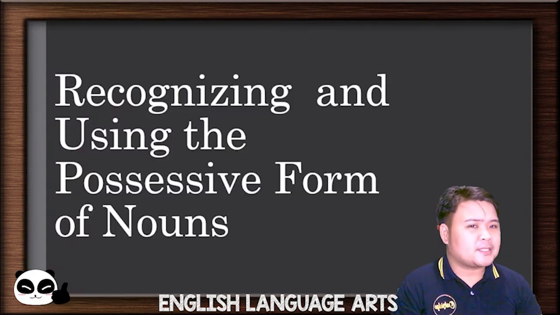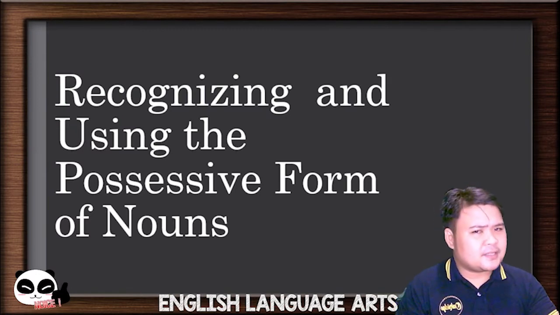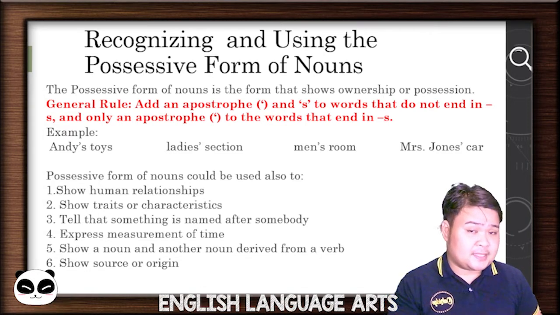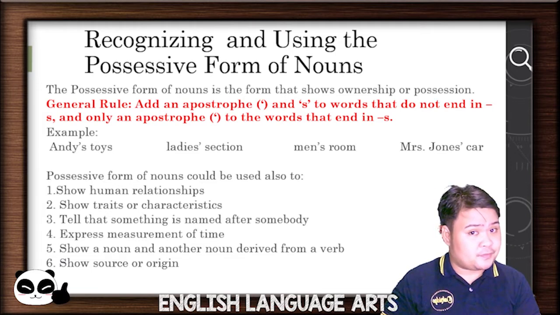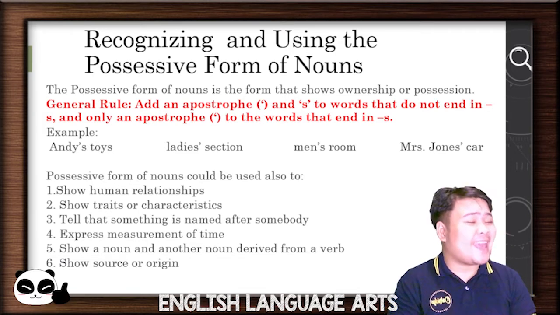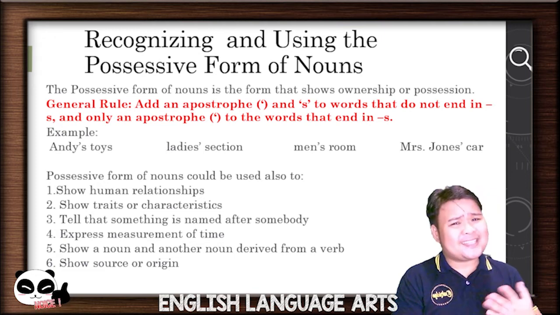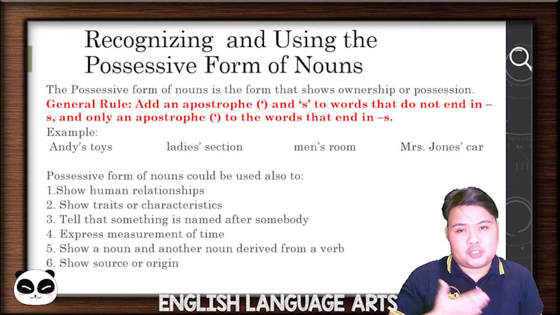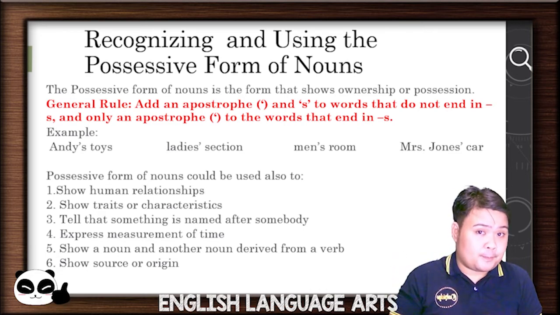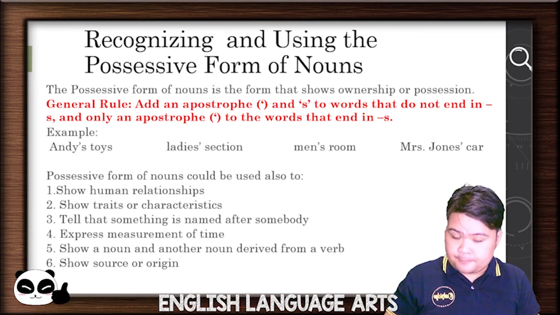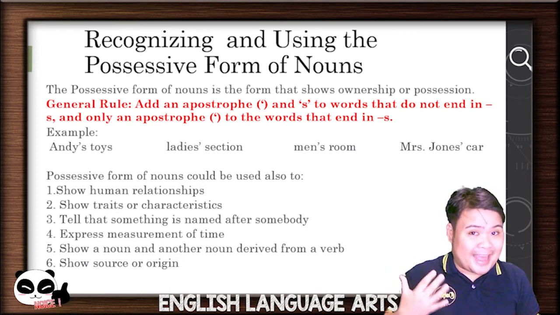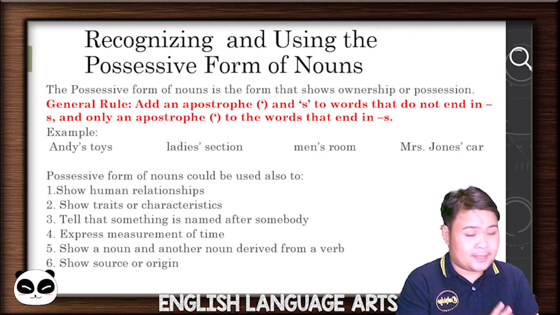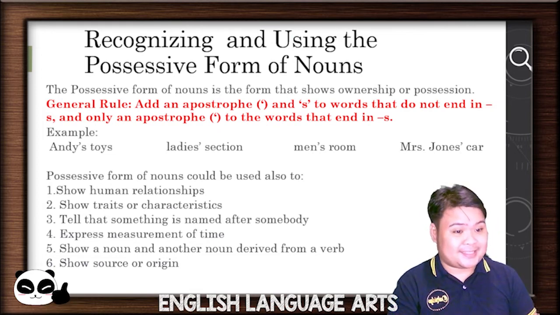Now, what about the next one? The possessive form. Now, the possessive form is easier. See, there is a general rule. And the general rule of the possessive form is that you just simply add an apostrophe and then S. But if it ends in S, just add an apostrophe. It's that simple. Like, for example, Andy's toys. You'd like to say that Andy owns toys, so you use a possessive form, right? And this shows ownership. Therefore, you say Andy's toys. Now, Andy ends in Y, it doesn't end in S, so you have to add an apostrophe and then S.